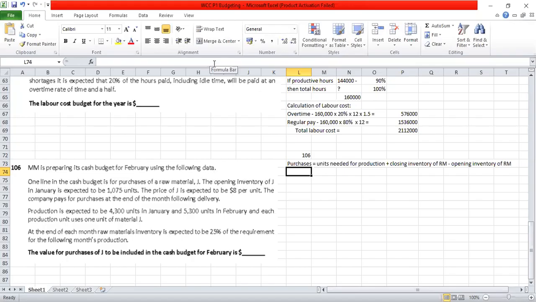So let's start with January. First calculate January. Understand the ending inventory for January, then only take it up for February.